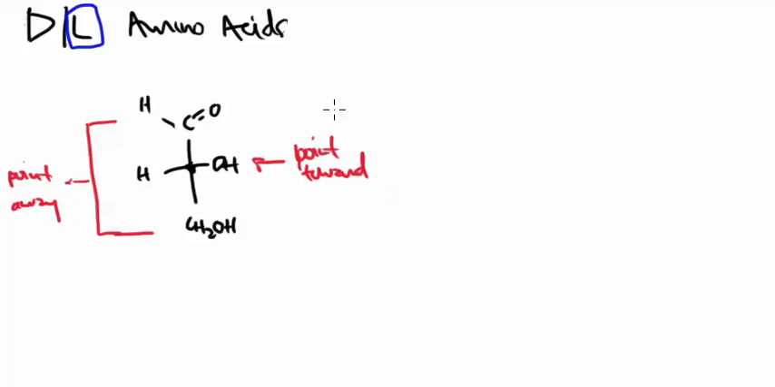And we said that we focus on the OH group. If the OH group is on the right-hand side, then we call this the D sugar. And if that OH group is on the left-hand side, we call that the L sugar. And we really only focus on the last chiral carbon of the sugar. So that was a review of the carbohydrate Fischer projection. But guess what? The amino acid Fischer projection is very, very similar.